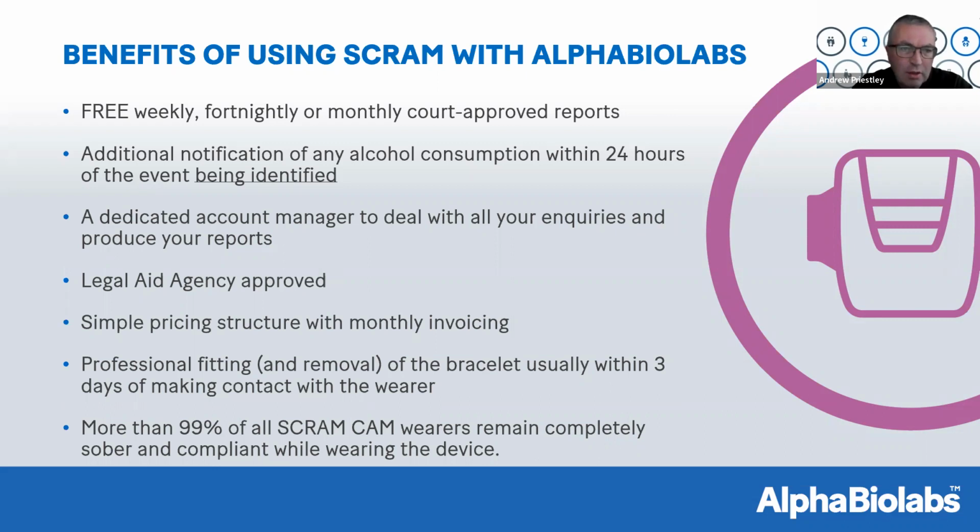Ashley also mentioned that one other thing we do that maybe others don't is additional notification of any alcohol consumption within 24 hours of the event being identified. So that's not necessarily when the drinking event might happen. It's within 24 hours of our team recognizing that through the reporting system. So it could be, for example, that there was a drinking episode on a Friday evening. Our team would then pick that up on the Monday morning. Then within that 24-hour period, once we've double checked everything, we would notify you of that specific drinking episode.